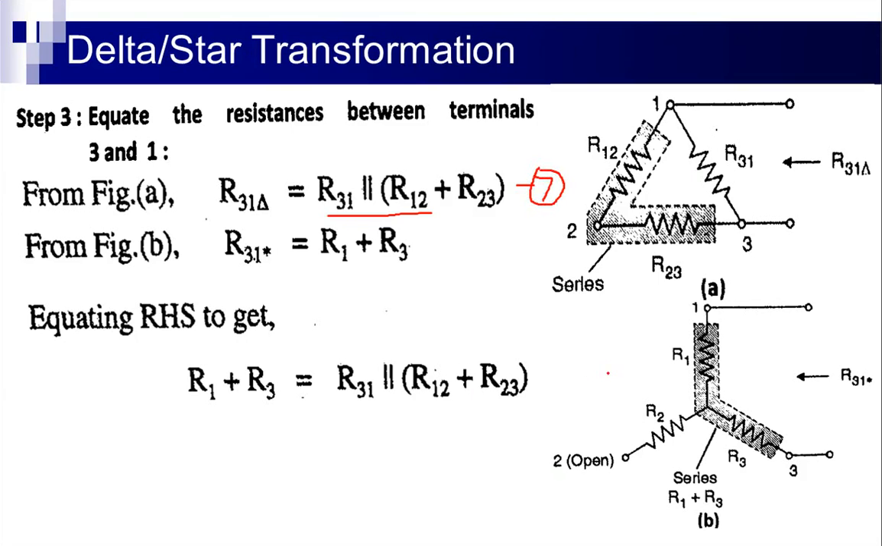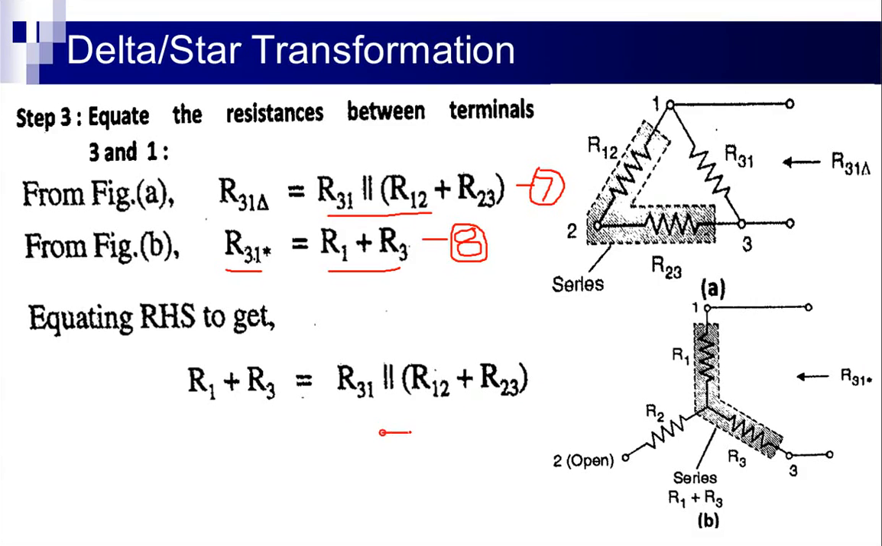Similarly, in star connection, the resistance between terminals 3 and 1 is R1 plus R3, because both are in series. So this is equation number 8. Similarly, equating equation 7 and 8, I will get the equation as R1 plus R3 is equals to R31 parallel with the R12 plus R3.